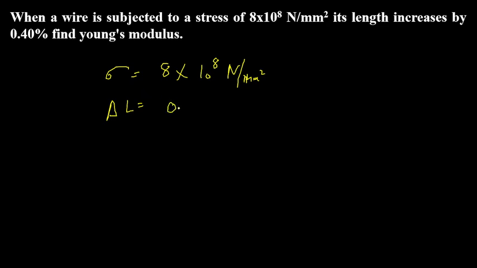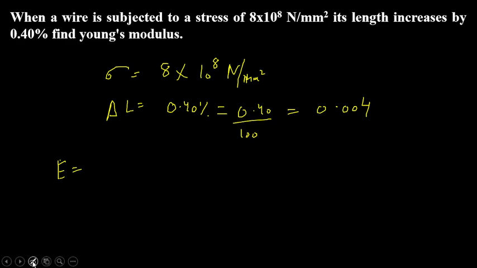So convert 0.40 into a numerical value, it is given in percent. You all know percentage, to convert divide by 100. So the increase in length is equal to 0.004. You all know we have to calculate Young's modulus. Increases, yes. This is the strain. This is the strain in the material.